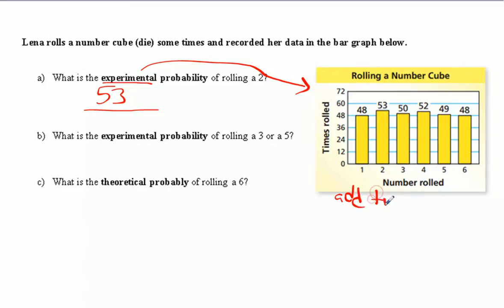the times rolled. Or you could show me that you're adding 48 plus 53 plus 50 plus 52 plus 49 plus 48. Tell me what that is. What's the total number of rolls? Pause the video. Figure it out. Do it. Don't watch math happen. Do it with us.